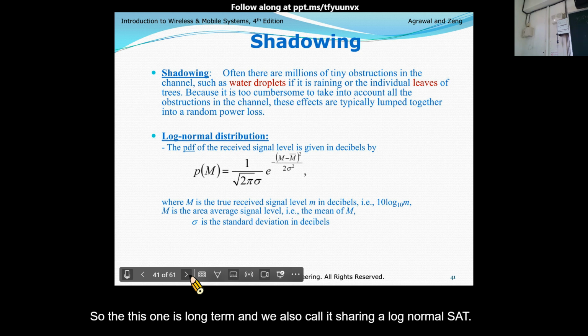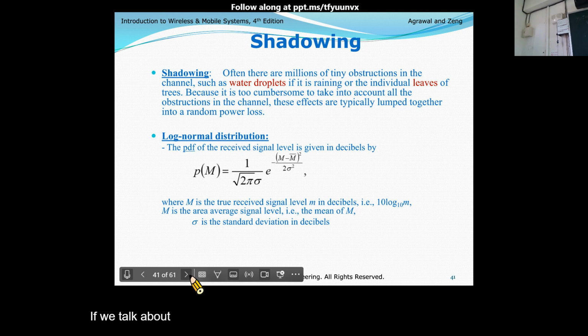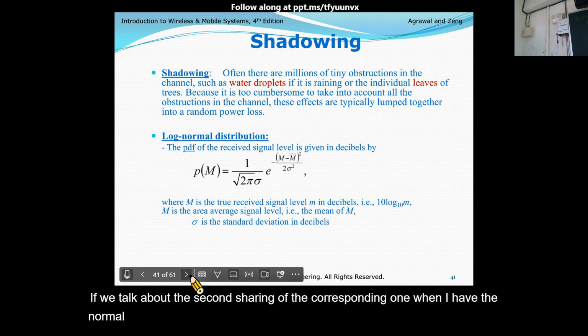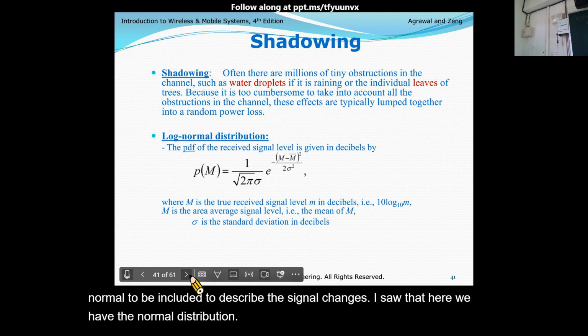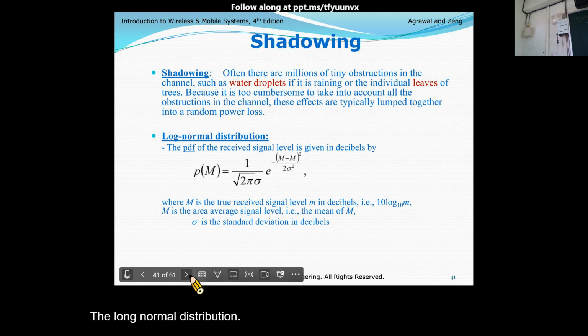If we talk about the second term, shadowing, we will have the log normal distribution included to describe the signal changes. The log normal distribution is used to describe the signal level. All right, so log normal. What's the form for log normal?